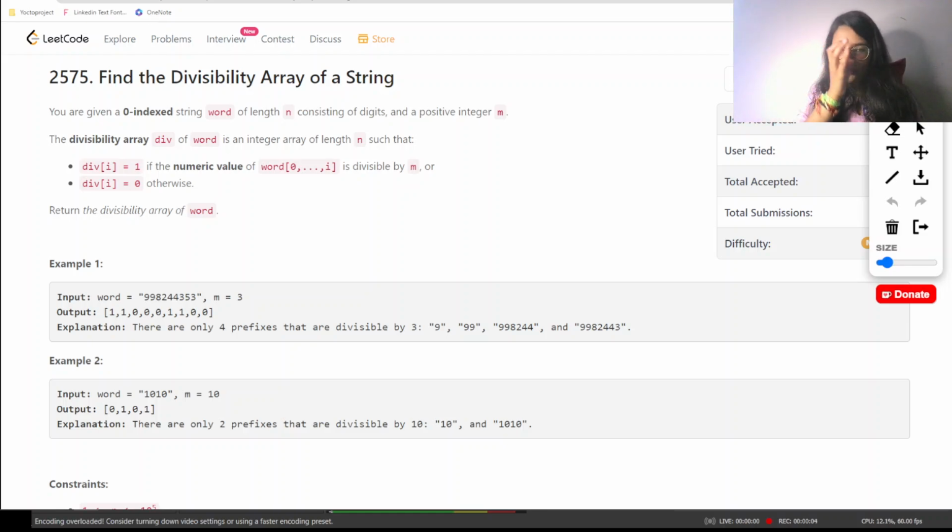So today we are going to do the LeetCode weekly challenge. Second question, find the divisibility array of a string. So let us first read this question, then talk about the constraints, and then finally the coding part for the same.